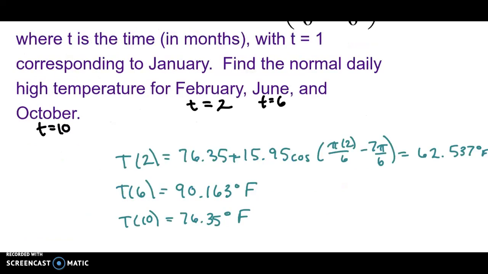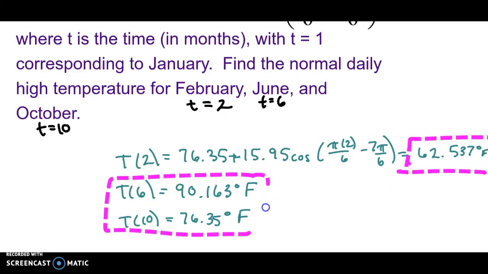So this is just really understanding notation here. So for February, like we said, we're going to plug in 2 for T. Make sure that your calculator is in radian mode for all of these calculations. And then also just keep in mind that in our 3 answers here, these are in degrees Fahrenheit, not degrees like angles. Okay, because that might be a little bit confusing.